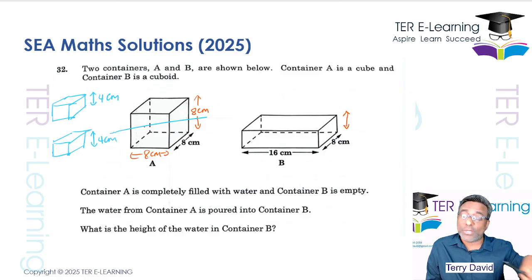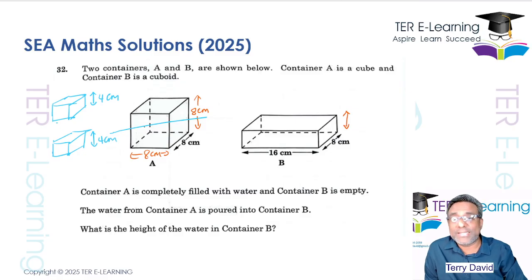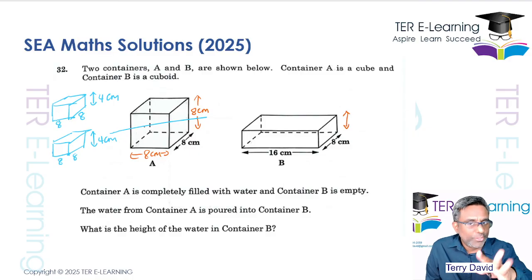Now we cut it across, so therefore this here is 8, and this is 8. We didn't touch those dimensions. So this is 8, this is 8. Now if I take these two volumes that we have and try to place them inside here, what you're going to realize is that they're going to fit exactly.